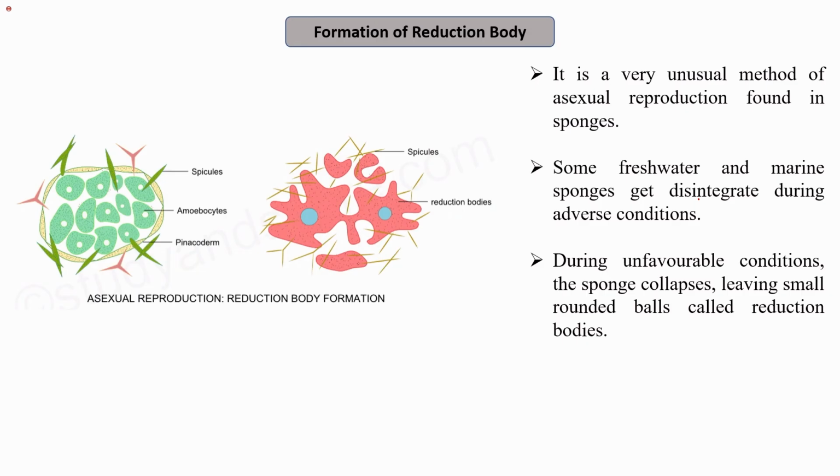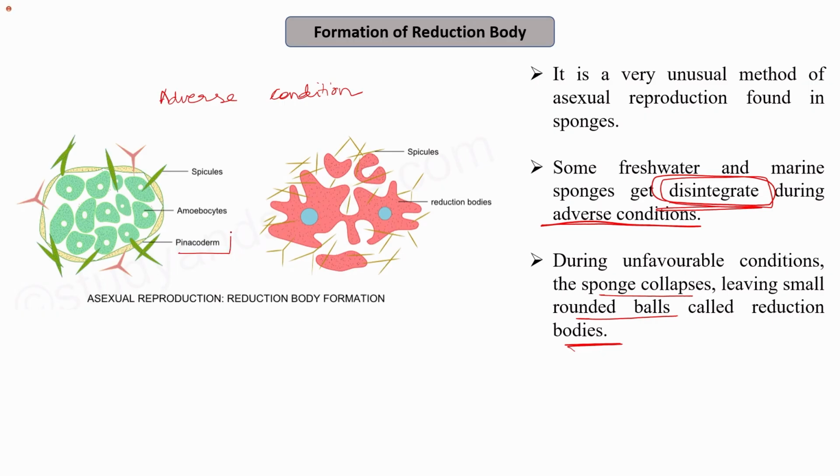And some freshwater and marine sponges disintegrate during adverse conditions. So formation of reduction bodies happens usually during adverse conditions. This is the mode of reproduction that mostly takes place when the sponges disintegrate. Its cells disintegrate because it only has a cellular level of organization. During unfavorable conditions, the sponges collapse, leaving small rounded balls which are called the reduction bodies. So these are the small cells.